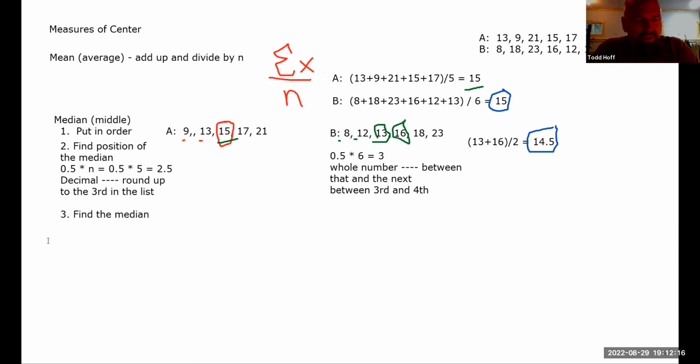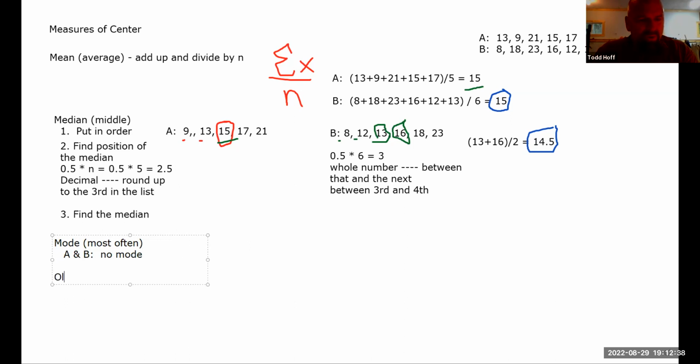The third measure of center that we use a lot is called the mode. The mode is the item that occurs most often. Now you look, neither one of these data sets has any points that occur more than once. So both data set A and B have no mode. There's no number that occurs more than once.